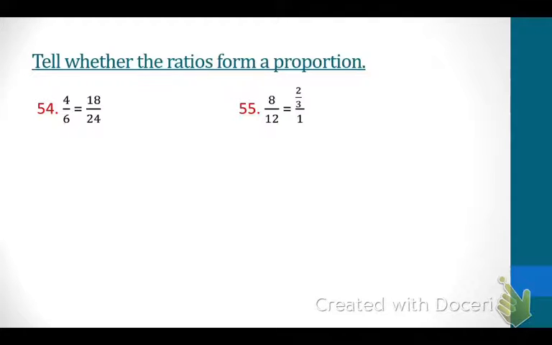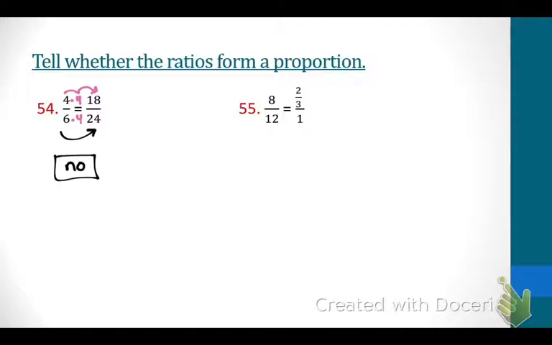Next one, tell whether or not the ratios form a proportion. There's 2 ways you could do this. Did anyone do this by mental math? Okay, for those people who did it with mental math, how do you get from a 6 to a 24? Multiply by what? 4. Times 4. So I've got to be fair. Guys, is 4 times 4 18? No, it's not. So that right there can tell me, no, this does not form a proportion.